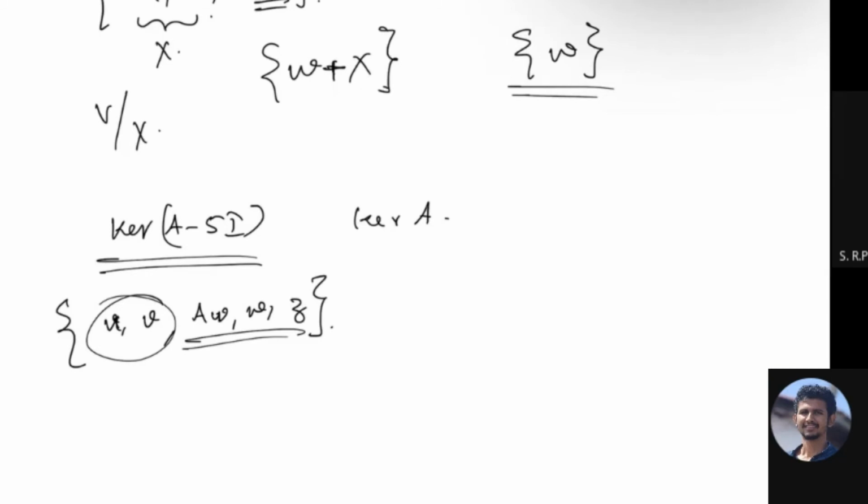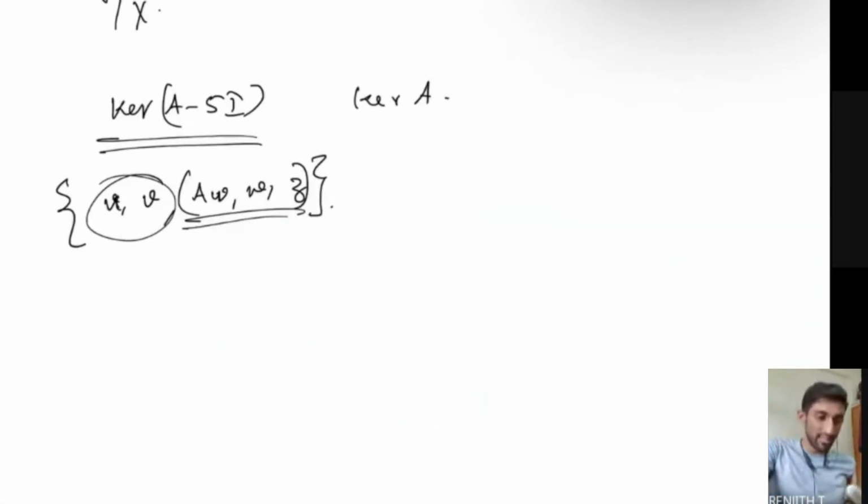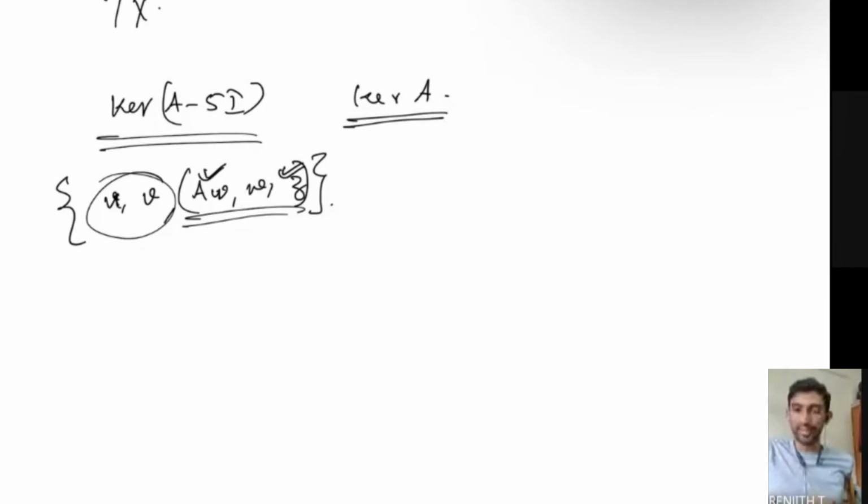Okay, sir. Now, this is a generalized eigenspace. If you are just working in the kernel of A, there are only 2 elements, U and V. W is not in the kernel. So in the basis there will be U, V, and W. In that basis, it is not 5 times identity. Only in this other basis, it is 5 times identity.